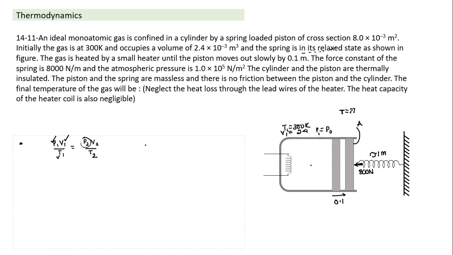So what is the final pressure P2? Because the spring is applying a force of 800 Newton, final pressure is equal to atmospheric pressure plus 800 Newton, whatever force is acting, divided by area. Since area is given, I can find the final pressure. Is final volume given? Yes, final volume also is given. All I need to find is T2. So just application of the ideal gas equation is enough to find the value of temperature here. The rest is all substitution.